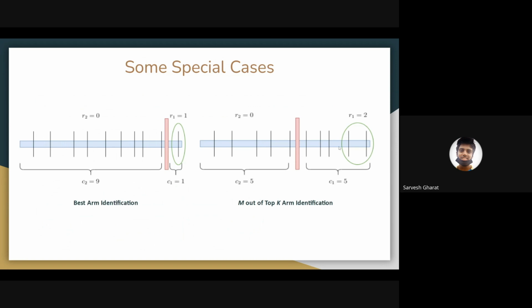Similarly, if you talk about m out of top k, then for this particular case, it would be mu2 minus mu6. So intuitively, in the best case, which arm will be the last one to be identified is what the bottleneck gap captures.